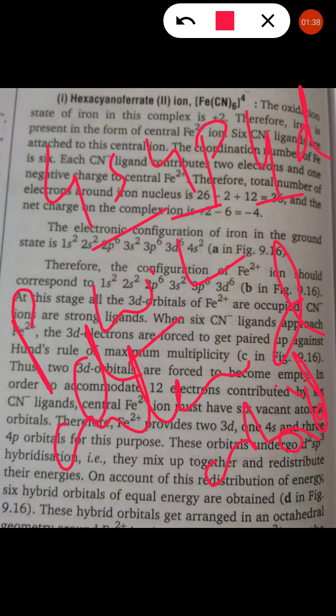This magnetic moment is calculated by the formula mu equals under root n plus 2, n into n plus 2, and its unit is always Bohr magneton. This is the formula for magnetic moment. We will calculate these values on the basis of the hybridization state of the coordination compound.